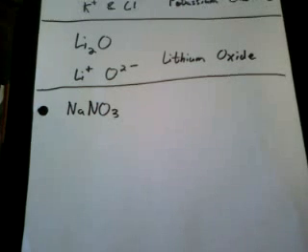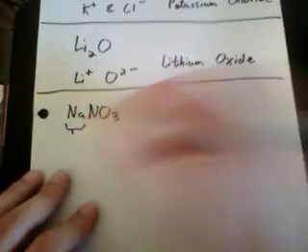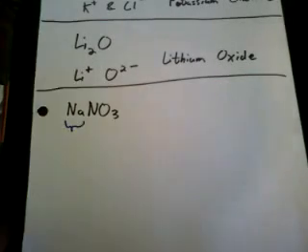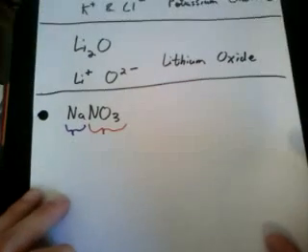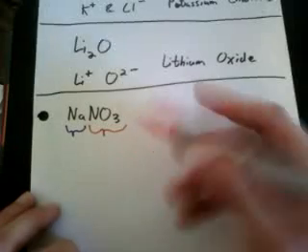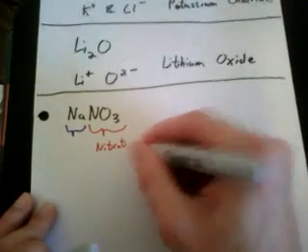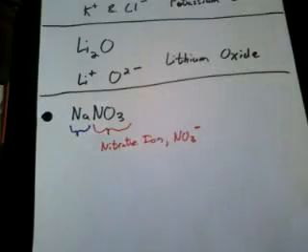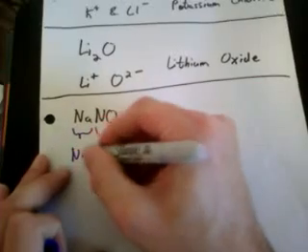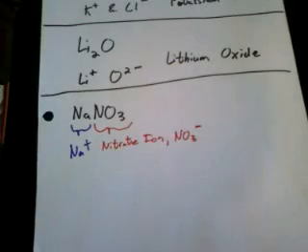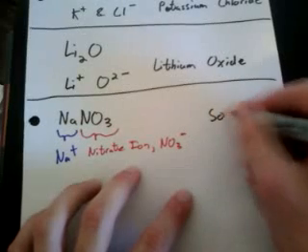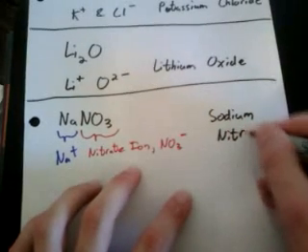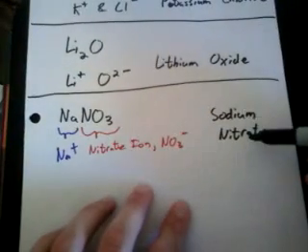NaNO3. Well, this is no longer a binary ionic compound. This compound now has a polyatomic ion in it. So let's first identify what's our cation and what's our anion. Looks to me like the sodium ion is going to be our cation, and NO3 is going to be our anion. This is one of those common polyatomic ions, called the nitrate ion, NO3-. And sodium is just good old Na+. Therefore, we're going to call this sodium nitrate. So cation first, then anion: sodium nitrate.